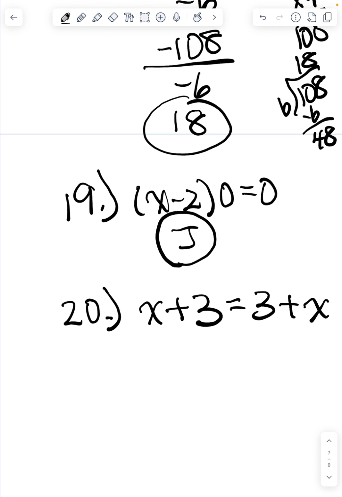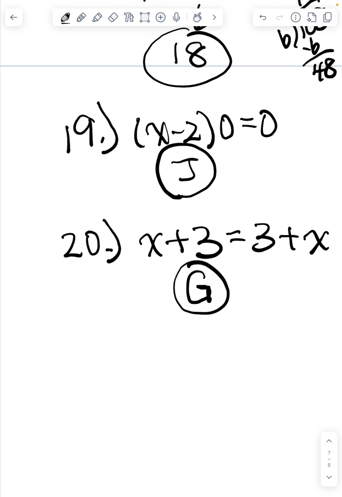Number 20, x plus 3 equals 3 plus x. This one is the commutative property of addition. The commutative property states that you can switch up the order or the starting point, and you'll still get the same answer when you're adding.